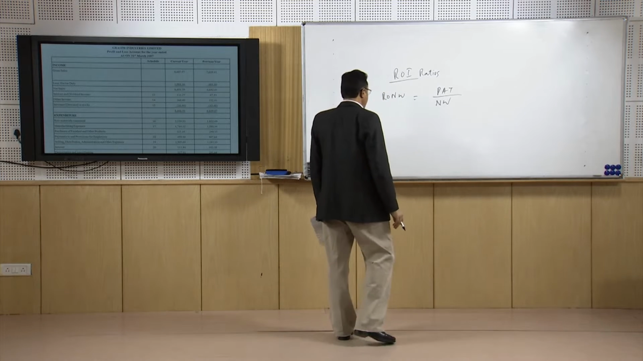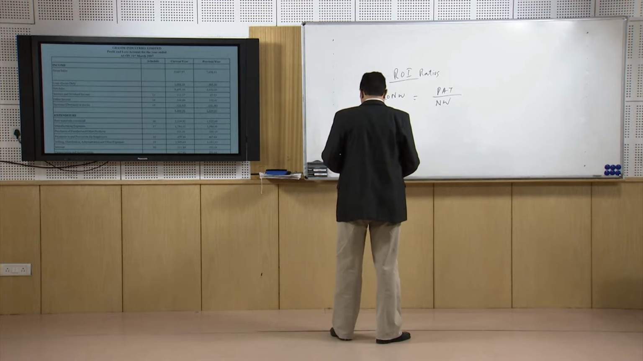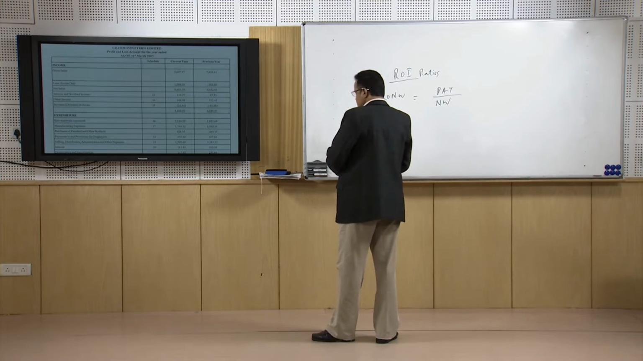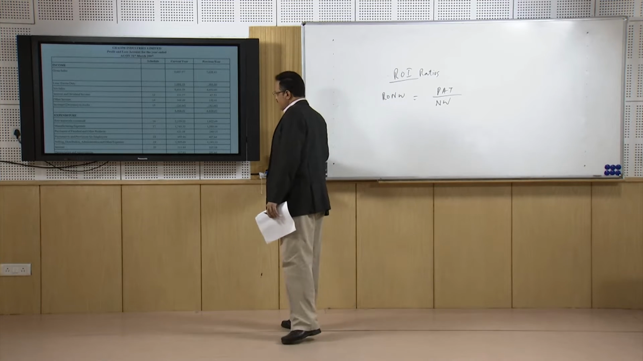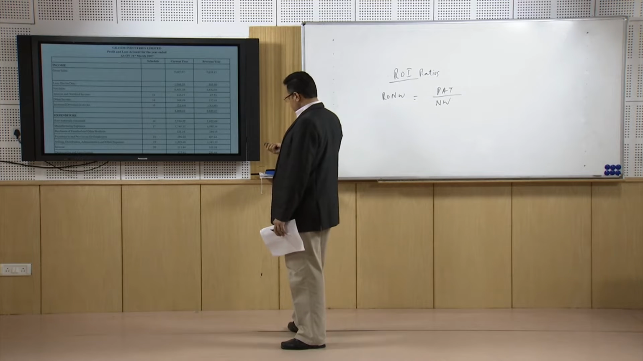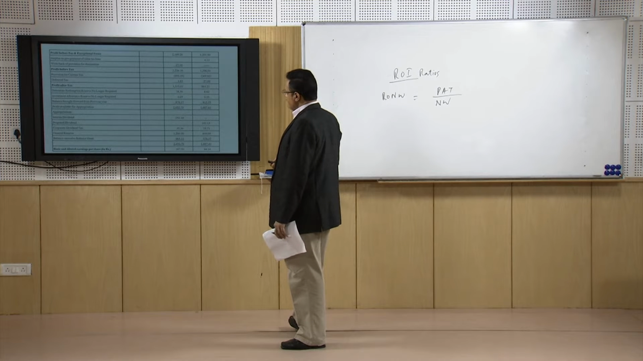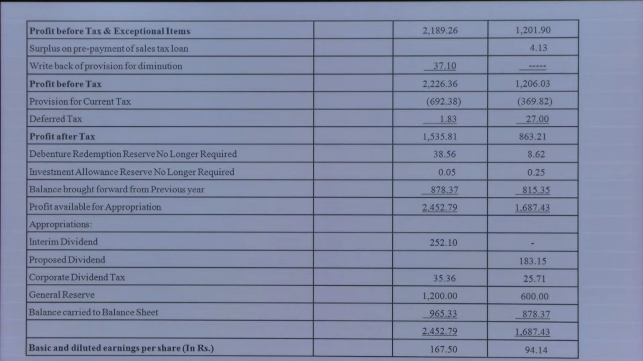So we will take the PAT in the numerator. What is the PAT in the numerator? Profit after tax. You will find this figure here. No need to calculate it, the figure given to us is 1535.81 crores for the current year. The profit after tax figure of 1535.81 crores is given to us.